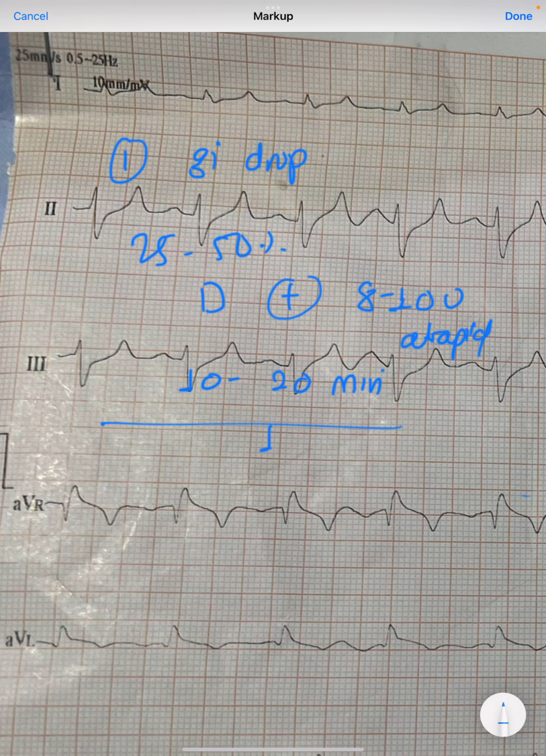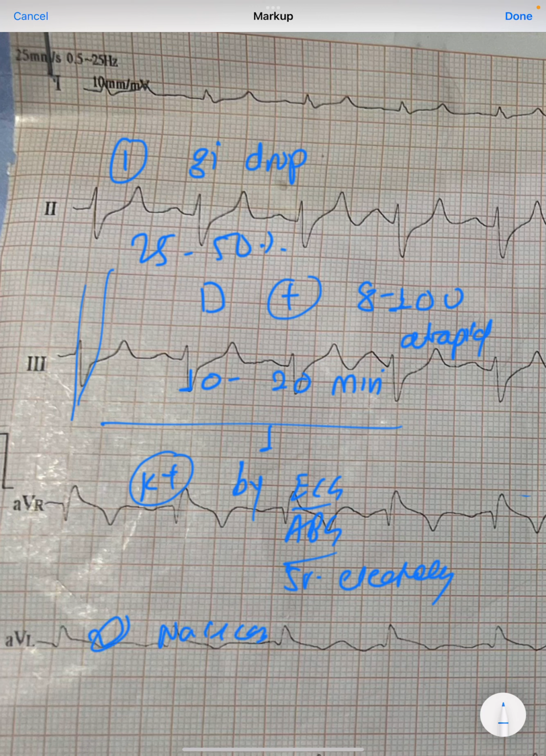This can be repeated once, twice, thrice depending on the potassium level, and we can see whether the potassium is coming down or not by doing an ECG, by doing an ABG, or by doing the blood test for serum electrolytes. Other modes which can help are injection sodium bicarbonate. Injection sodium bicarbonate also helps to lower serum potassium.